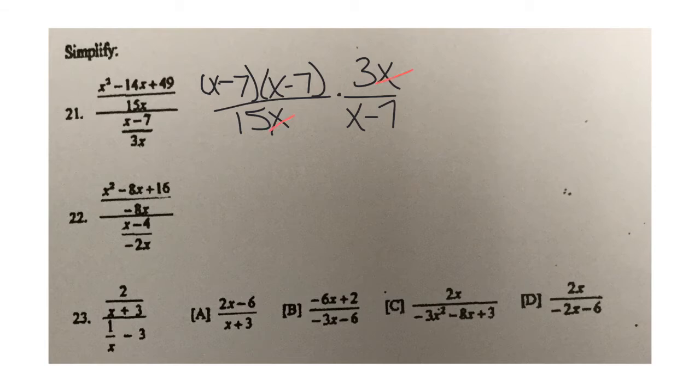My x's divide out. 3 goes into 15 5 times. I can divide out one of the x minus 7's. All that's left is x minus 7 over 5.